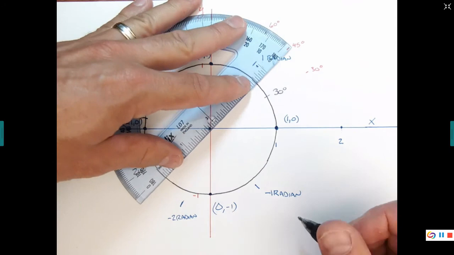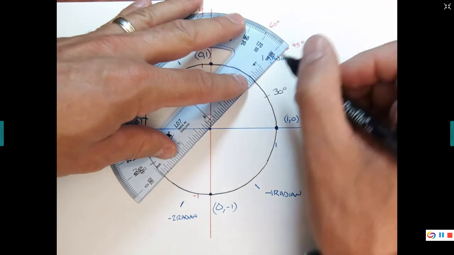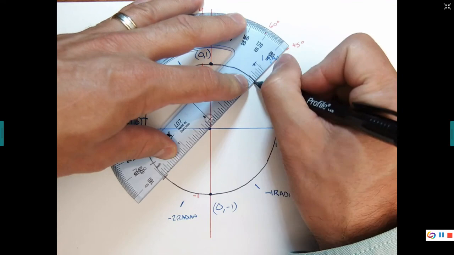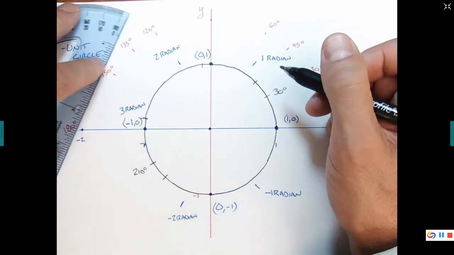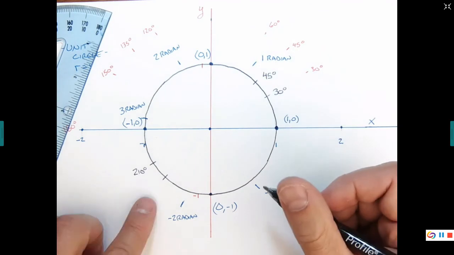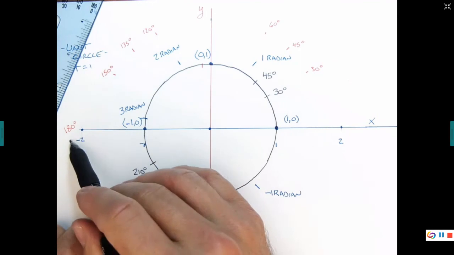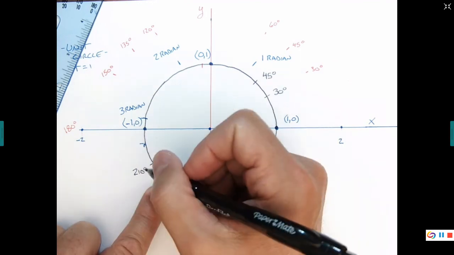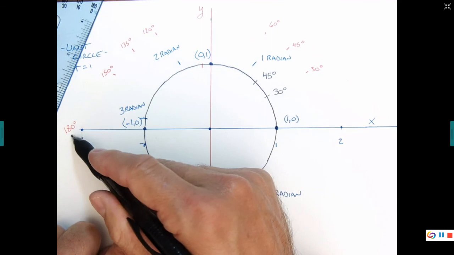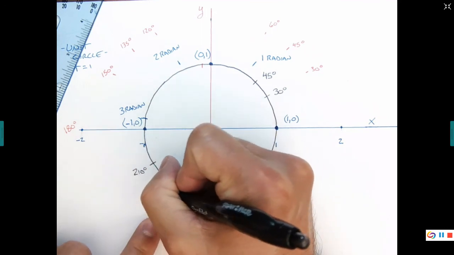I'm going to mark off 45 degrees. So I'll just mark the 45. I'll have a mark over here and here. This mark over here is 45 degrees more than 180 degrees. 45 plus 180 is 225 degrees.